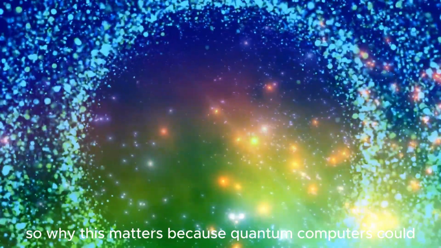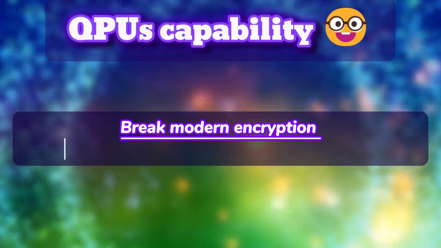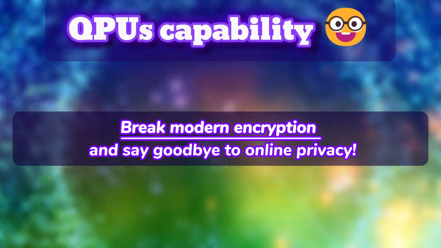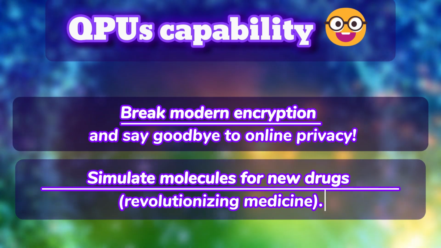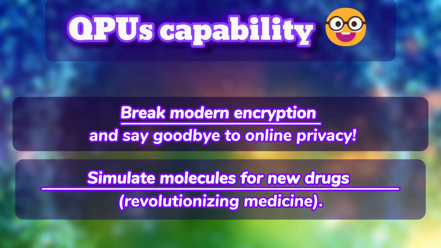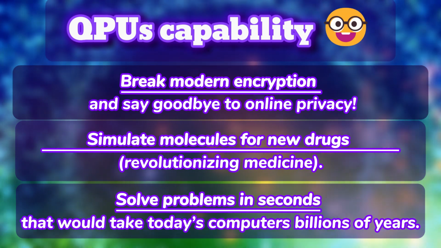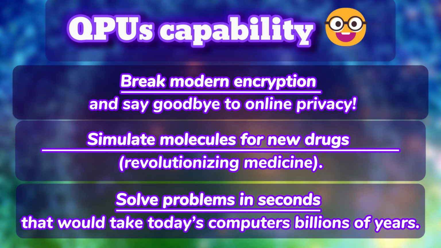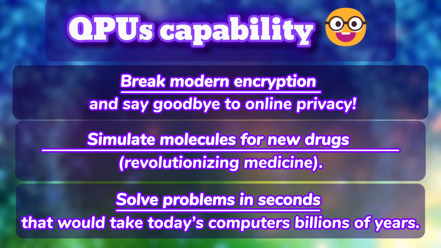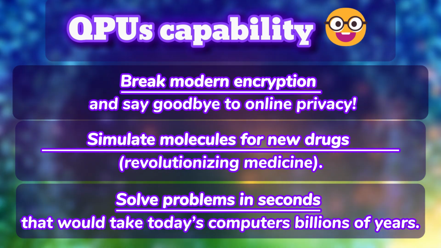So why does this matter? Because quantum computers could break modern encryption and say goodbye to online privacy, simulate molecules for new drugs, revolutionizing medicine, or something else also, solve problems in seconds that would take today's computers billions of years. Right now, quantum computers aren't practical, but if they ever become available and reliable, they will change everything.